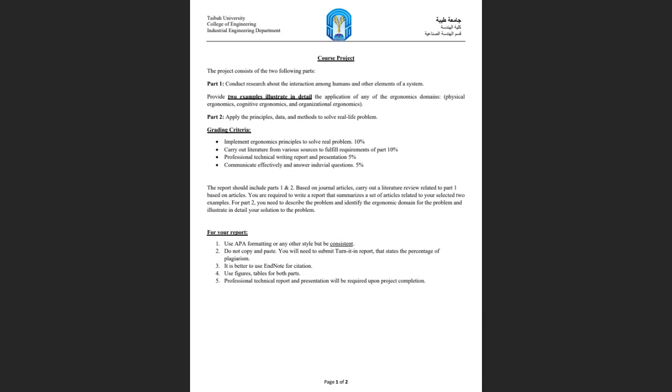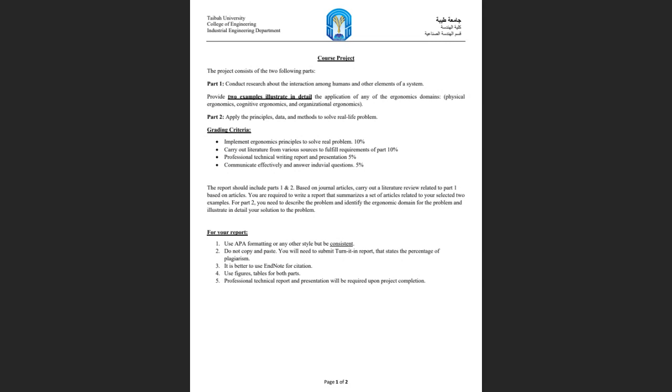For part 2, you need to describe the problem clearly and identify the ergonomic domain, as I said, and the type of the problem, task-based or user-based, and which classification. And the solution has to be showing how it's going to improve the safety, the productivity, and the comfort. The report has to be APA format, consistent formatting. Don't copy paste. That will deduct points from your report here in the 5%.